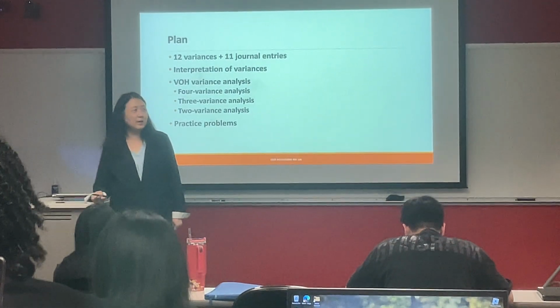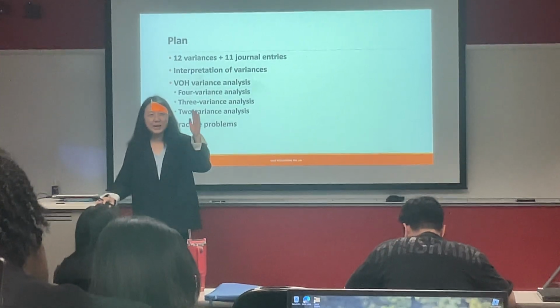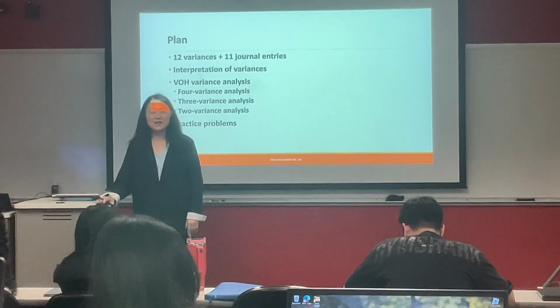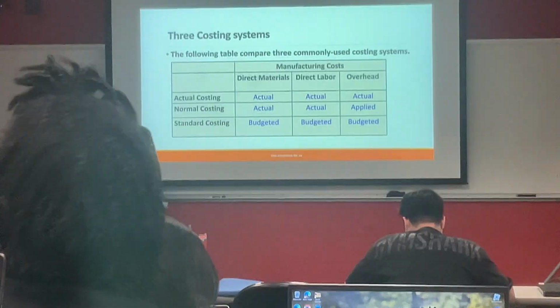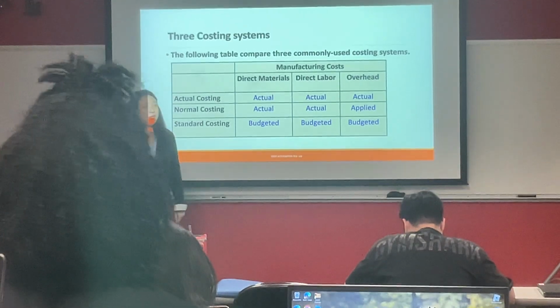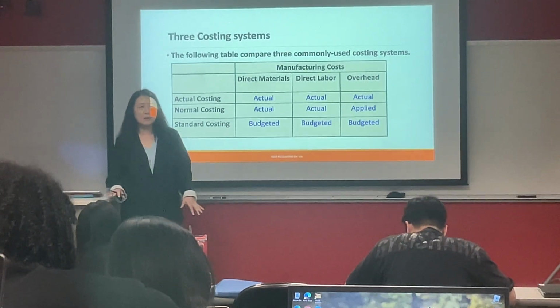So when you start reviewing, are you able to do all the 12 variances? Can you write down all the 11 journal entries? That's important. All right, before we look at the calculation and journal entries, I want to put that into context.